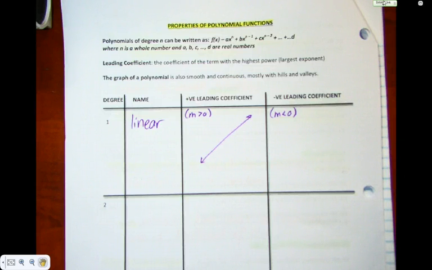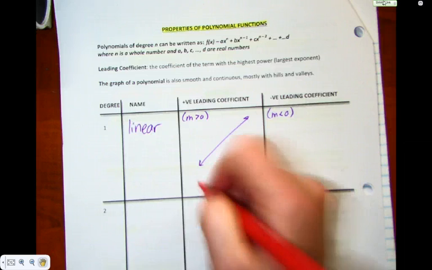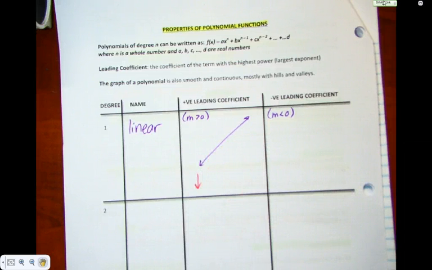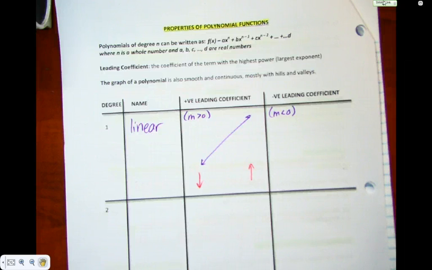And what we're going to talk about with polynomials is what's called the end behavior. And so what that means is on the left, the line is going down. The end behavior is physically pointing down. But on the right-hand side, the end behavior is up. Okay, so it's physically which way the arrows are pointing. On the left, it's pointing down. On the right, it's pointing up.